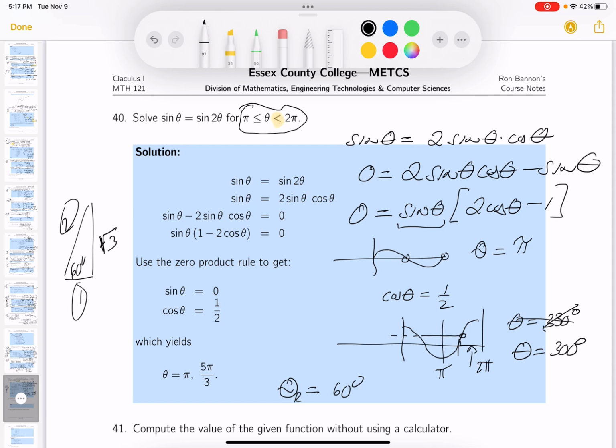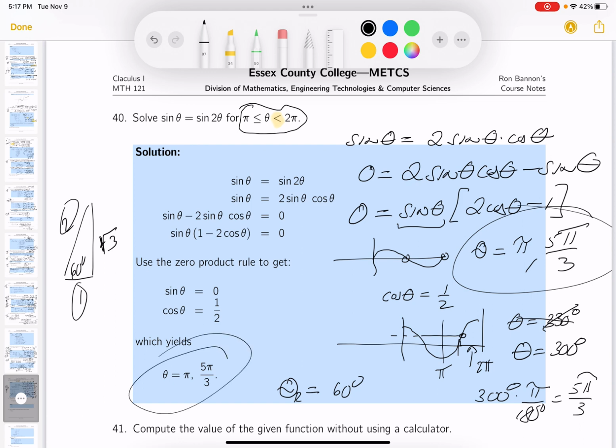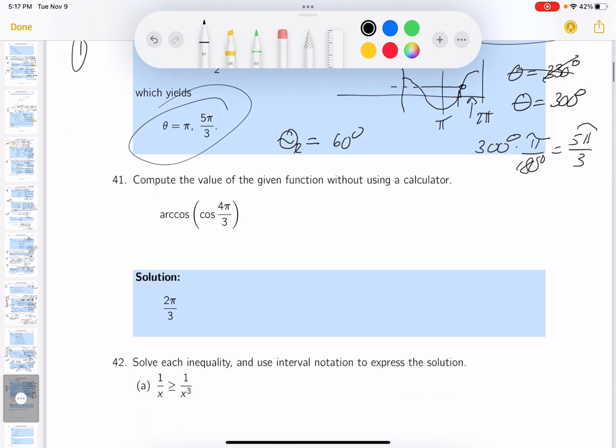It happens, though. Mistakes happen, and we try to not make too many mistakes. So how do I do 300 degrees? I get a radian measure, right? So 300 degrees times pi over 180 degrees. I would divide by 60 degrees. That would give me 5 pi over 3. Got it. All right, let's go to 41.